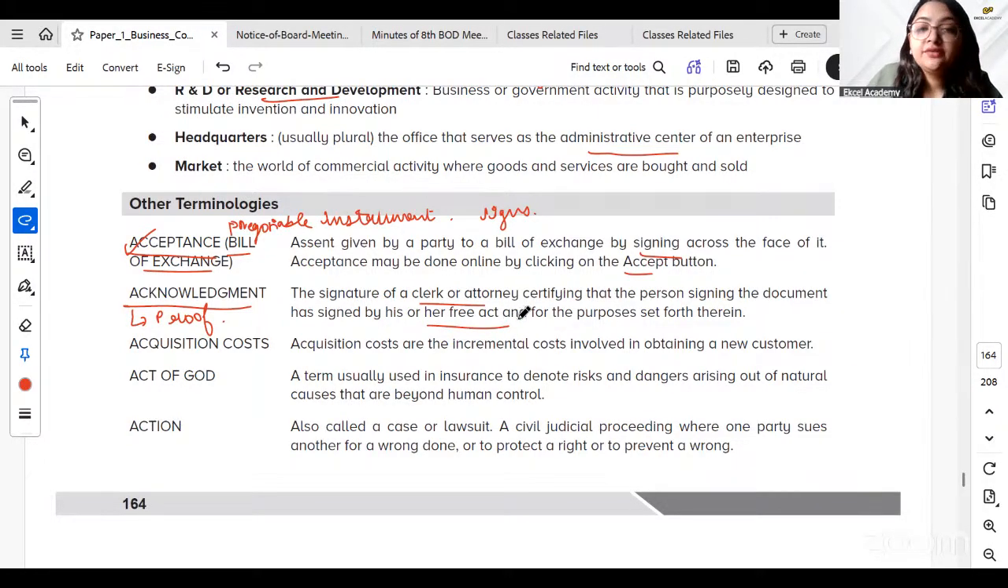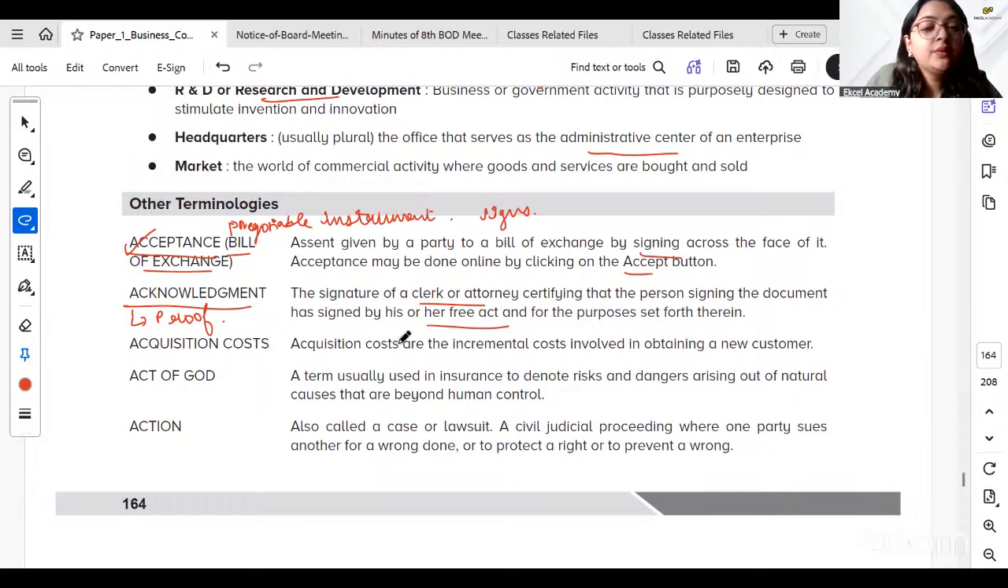Okay. So let's say, for example, there is a sale deed wherein Mr. A is selling his property to Mr. B, right? So in Mr. A's case, it is very important that he has done it out of free will and not out of force or pressure, right? So what proves that? This acknowledgement proves that. So who signs the acknowledgement? Either a clerk or an attorney, right?